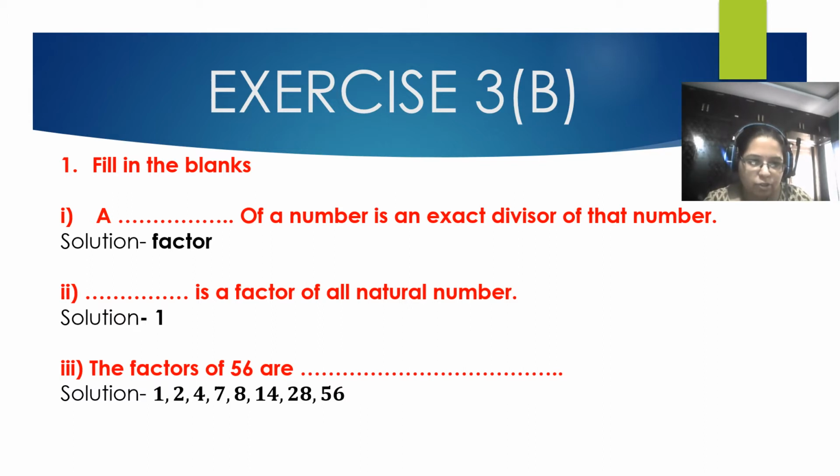Third bit is the factors of 56 are dash. 56, we multiply 1 and 56, we get 56. 2 and 28, we get 56. 4 and 14, we get 56. Multiply 7 and 8, we get 56. So these are the factors of 56. So factors of 56 are 1, 2, 4, 7, 8, 14, 28 and 56.